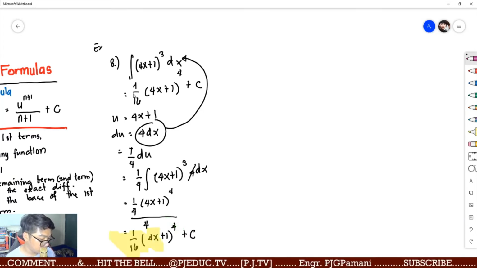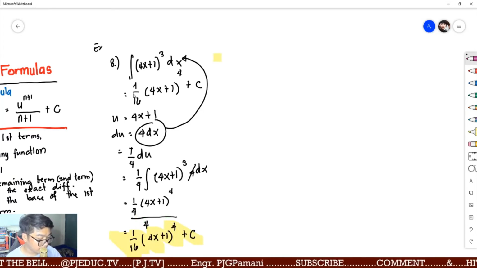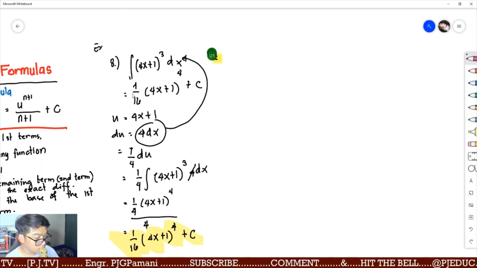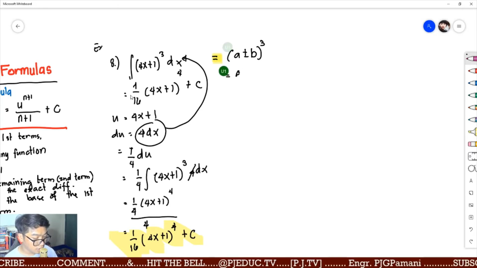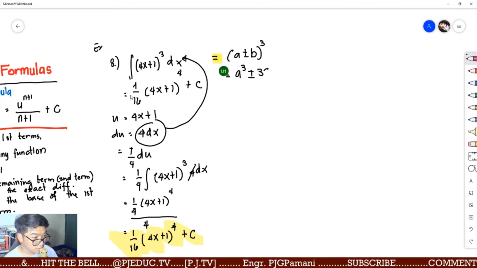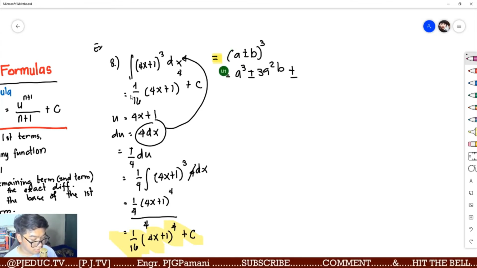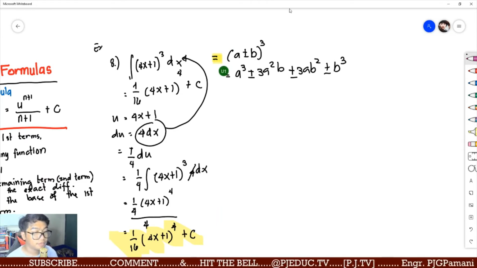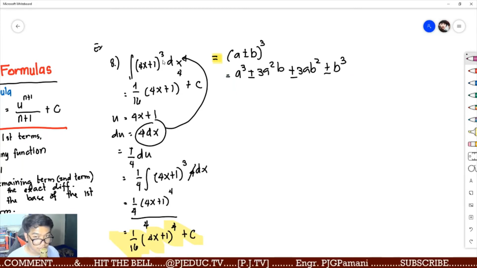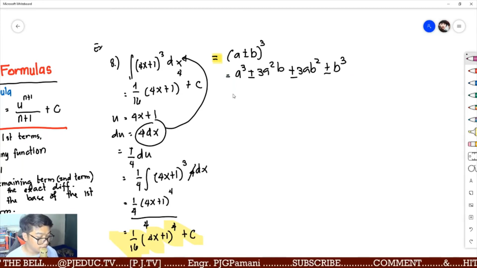So, yun na yun. Or, if you're asked to expand the term first, expand nyo daw. Apply lang natin si (a plus b) raised to 3. So, that is your a cube plus or minus 3a squared b plus or minus 3ab squared plus or minus b cube. Ganun din kung yan ay raised to the 4th, 5th, and so forth and so on. Basic expansion lang.